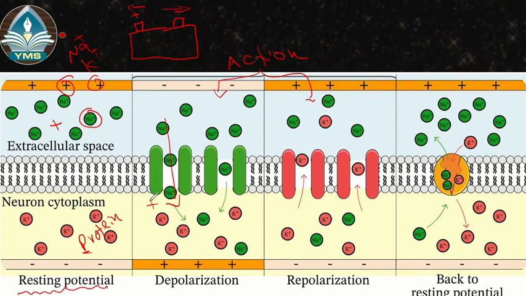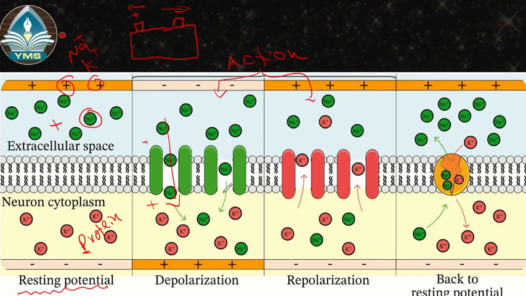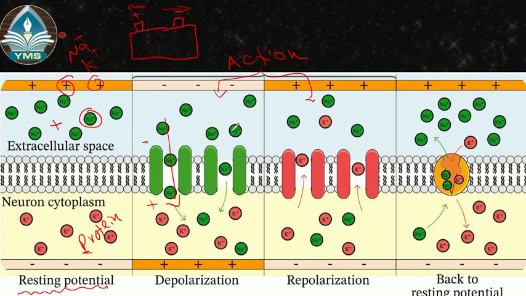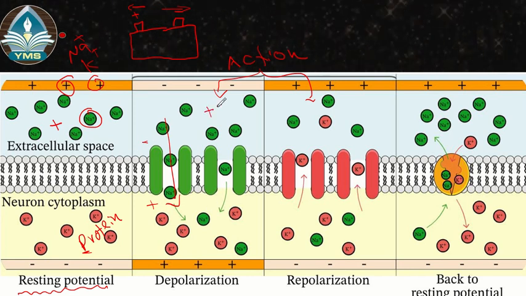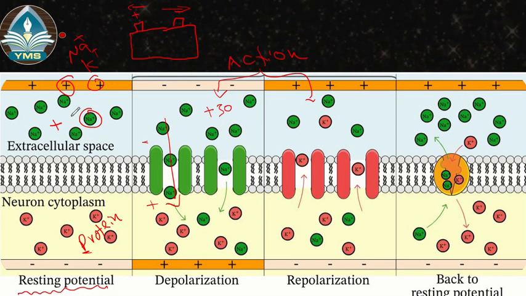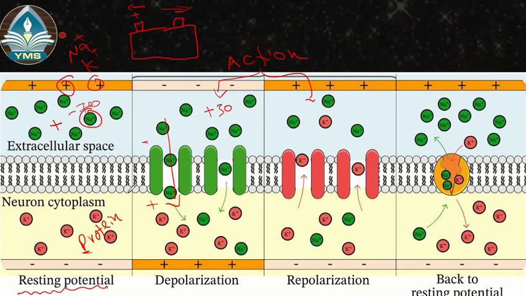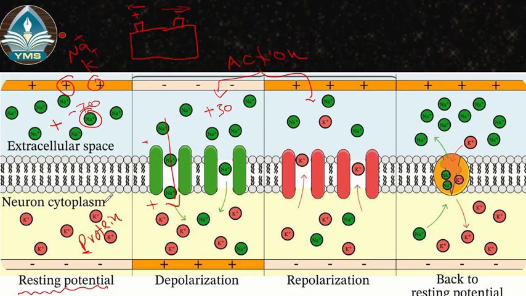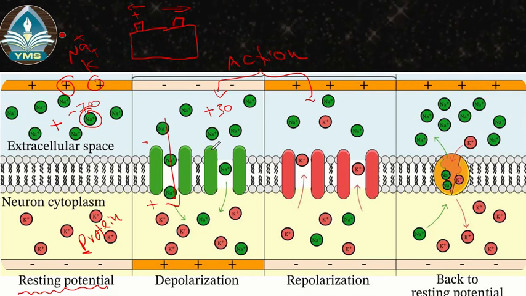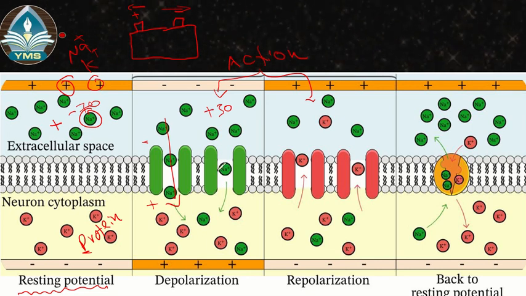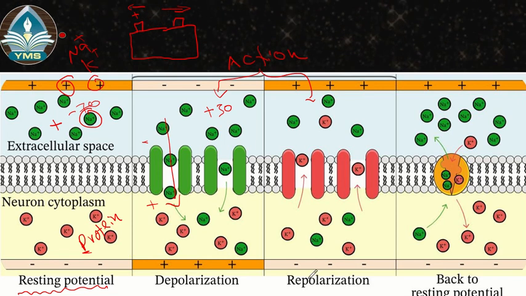It will make it positive inside, negative outside. This is depolarization. This will increase the charge to positive 30 millivolt. It was negative 70 millivolt at the resting potential state. It will increase to positive 30 millivolt. Then we'll go to repolarization.